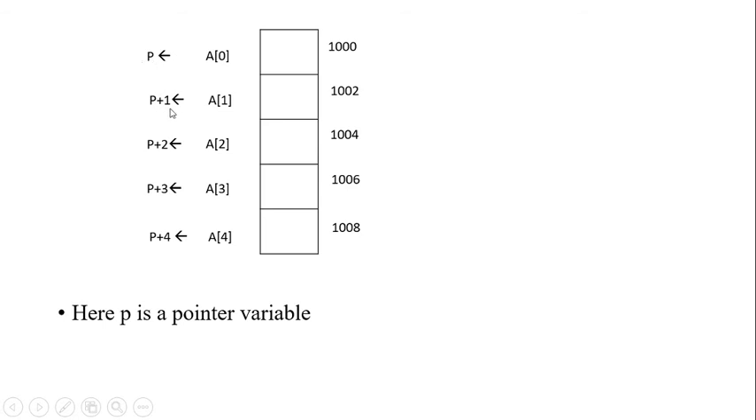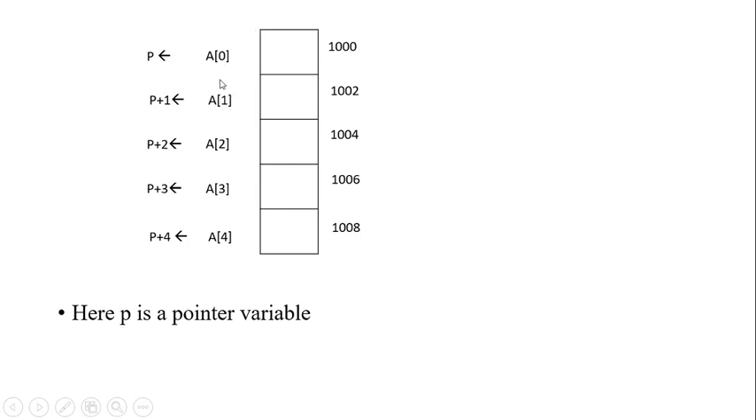Then p plus 1 indicates the next element, p plus 2 indicates the third element, p plus 3 indicates the fourth element, and p plus 4 indicates the fifth element. So here p is a pointer variable. That is the difference between accessing the array elements by using an index and a pointer variable.